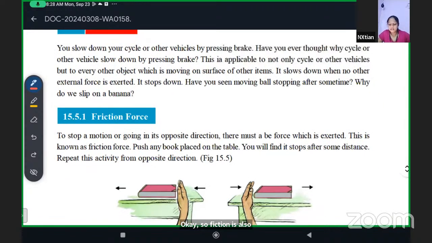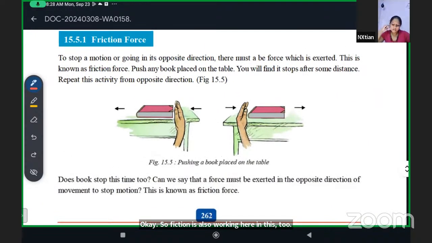Now, one second. So a force must be exerted in the opposite direction of a movement to stop the motion. This is basically friction force. A force that is applied in the opposite direction to stop the motion of something. That is basically a friction force.